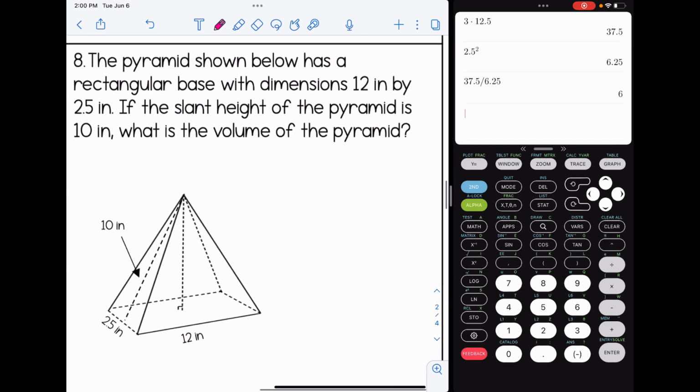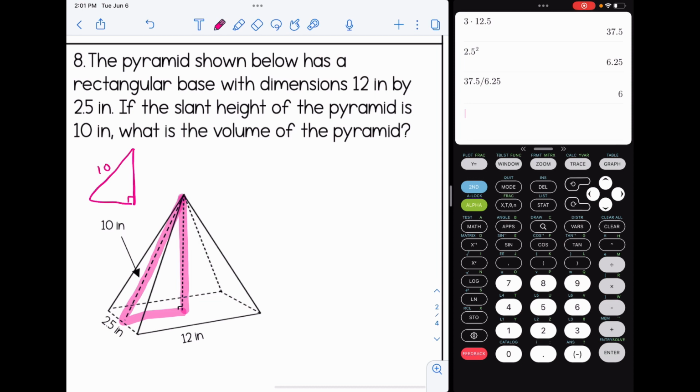All right, last problem here. The pyramid shown below has a rectangular base with dimensions 12 by 2.5. If the slant height of the pyramid is 10, what is the volume of the pyramid? So I mentioned before that if you're given slant height, you're going to need to use the Pythagorean theorem. So here's my right triangle. If it helps, draw it off to the side.